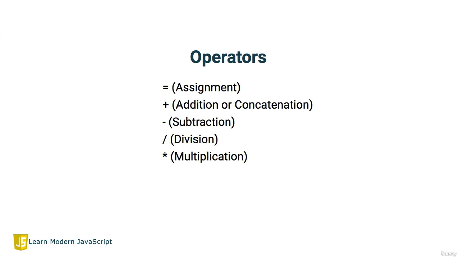So the assignment operator is the equal sign. It puts a value into a variable. That's how we've used the assignment operator up to this point. Also, the addition or concatenation operator, that's the plus symbol, adding numbers or concatenating strings. Subtraction operator, the division operator, and the multiplication operator. Those are the operators we've looked at thus far. Let's add a few new operators.